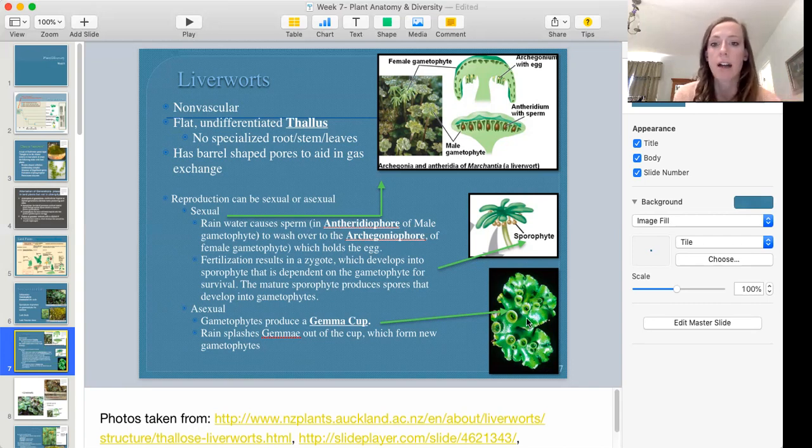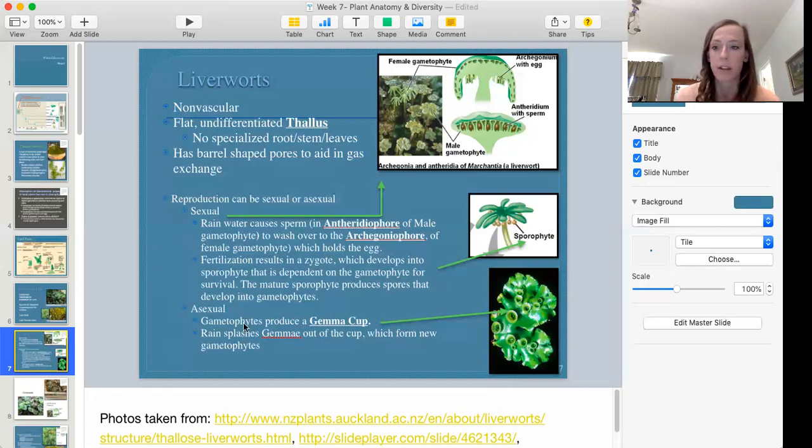The liverwort does not have any specialized roots, stems, or leaves. It just has little pores present in the thallus that aid in gas exchange. It might develop a small stalk if it is reproducing sexually, but there's no stem and no leaves coming off of it. It's really just a flat structure for the most part. It's capable of reproducing either sexually or asexually.